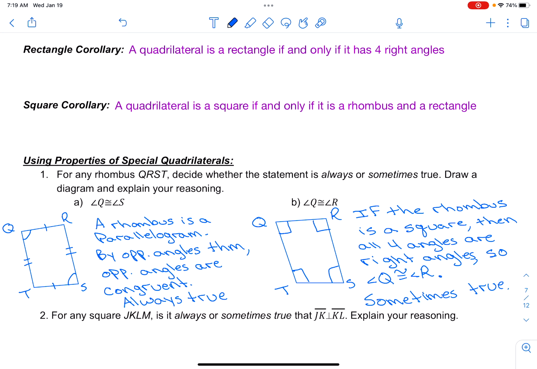So a rhombus can be a square if we have four right angles. But if that's not the case, then for sure the opposite angles are congruent. So in part A, say angle Q was 40, then angle S would also be 40. And then remember our consecutive angles: if they share a side, they add to 180. So R and T would be 140 in that regard.